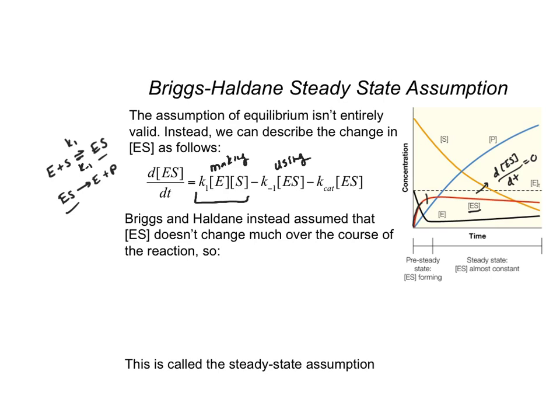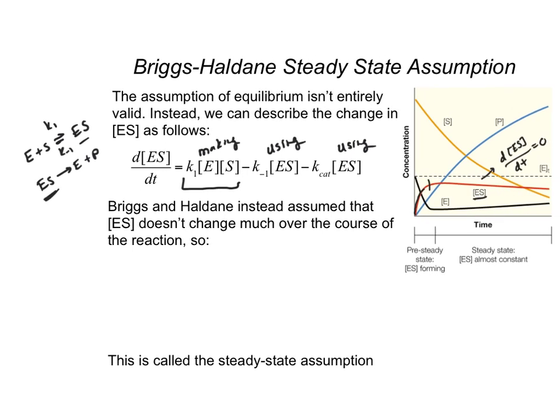Also, what's occurring on the second step? We're taking ES and we're making or using more of it. We're using more of it, right? And again, we can write the rate law for that. So this is using. Now, in the steady state approximation, once we move past the initial velocity, what is this rate of change of ES equal to? 0, okay? So we can go ahead and substitute that in.